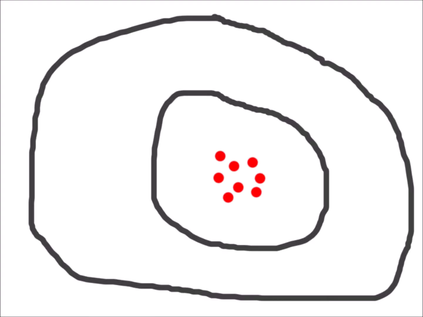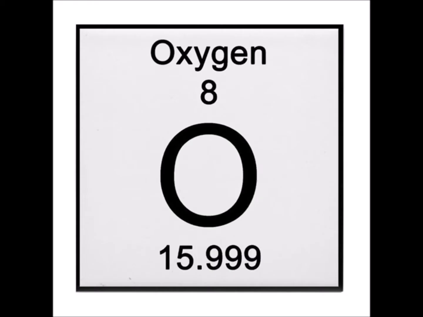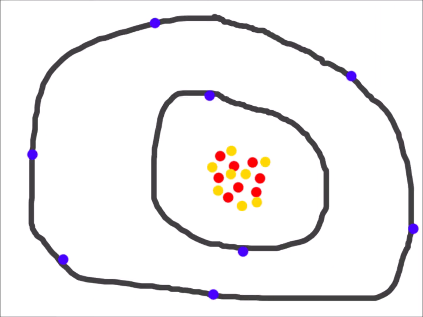Anyways, oxygen has 8 protons. This means it also has 8 electrons as well. Oxygen has a mass of 16 atomic mass units, due to it also having 8 neutrons. Since it possesses 8 electrons, it will have 2 rings, one of which will have 2 electrons and the other 6.